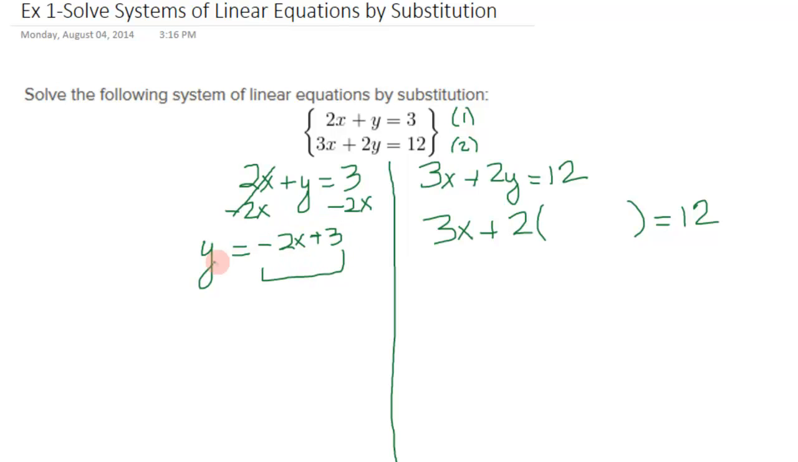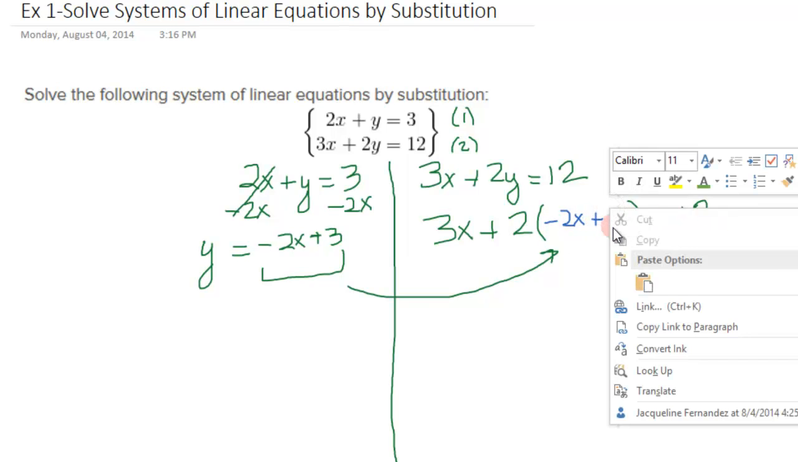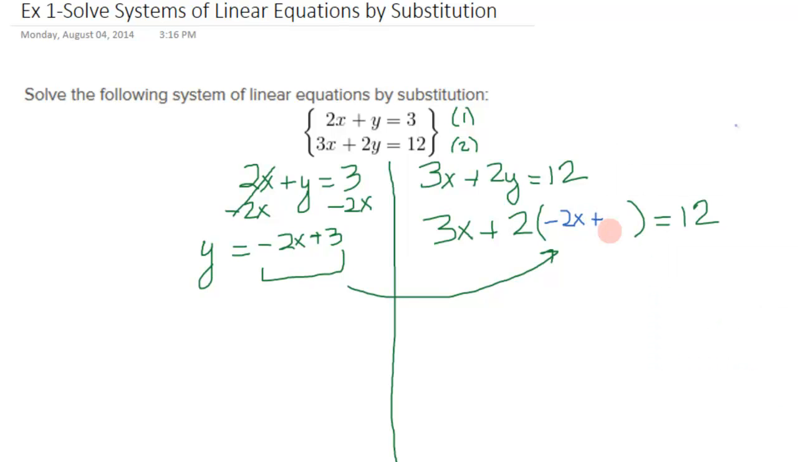You go back to the left. It says y is equal to negative 2x plus 3. So this expression, negative 2x plus 3, comes over to the right-hand side and gets put right in that parentheses. Parentheses are important or you're going to get the wrong answer. I'm going to change colors here. So there's the minus, negative 2x plus 3.